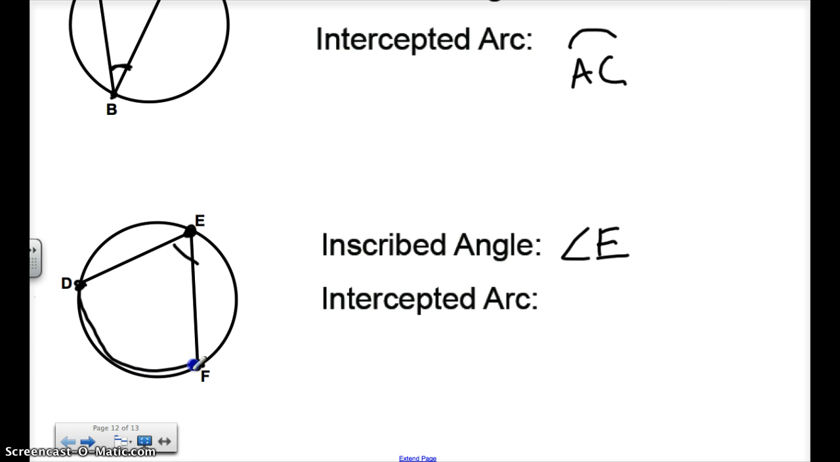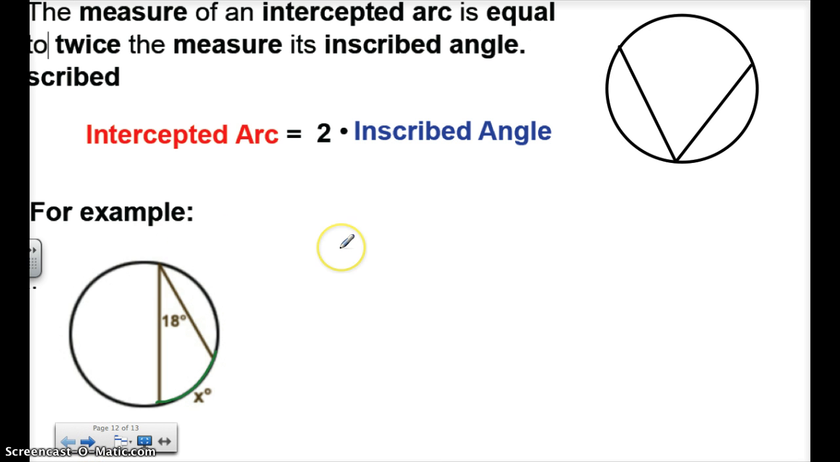Remember, that's what our intercepted arc would be. So we'll just write DF, arc DF. All right, I think we got the definitions down. Let's look at some facts about that.